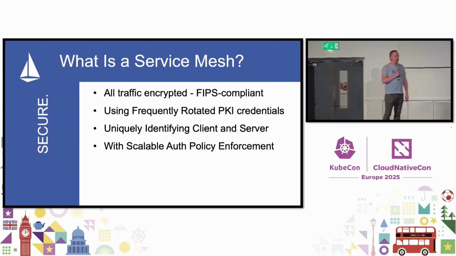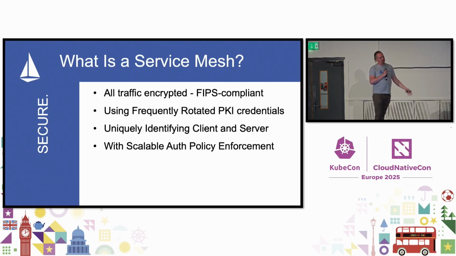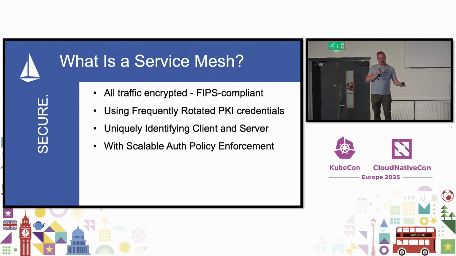And that means because you can use cryptography to uniquely identify client and server, you have scalable auth policy enforcement. You no longer have to pass around the IP addresses as identities of every service to your data plane to let it know which IPs can talk to which other IPs. Instead, your data plane is simply going to look at the client certificate, the server certificate, and check a list of allowed connections. So that's the security aspect.